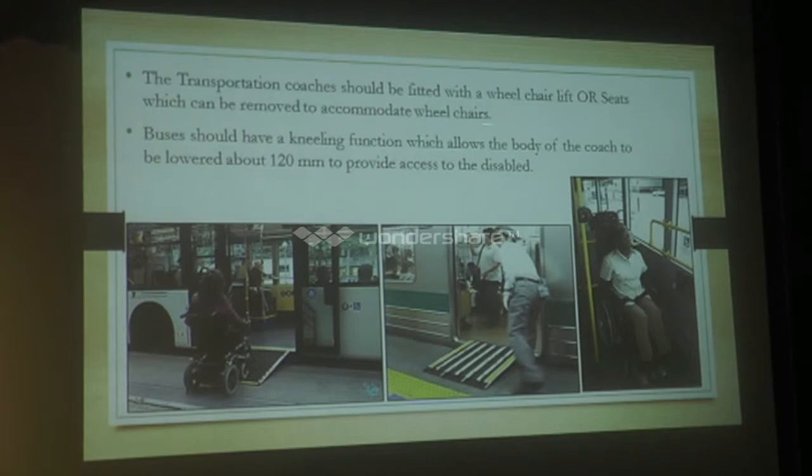Buses should have a kneeling function which allows the body of the coach to be lowered down by 12 cm to provide access to disabled. Like this, 12 cm difference is there here. Nice.